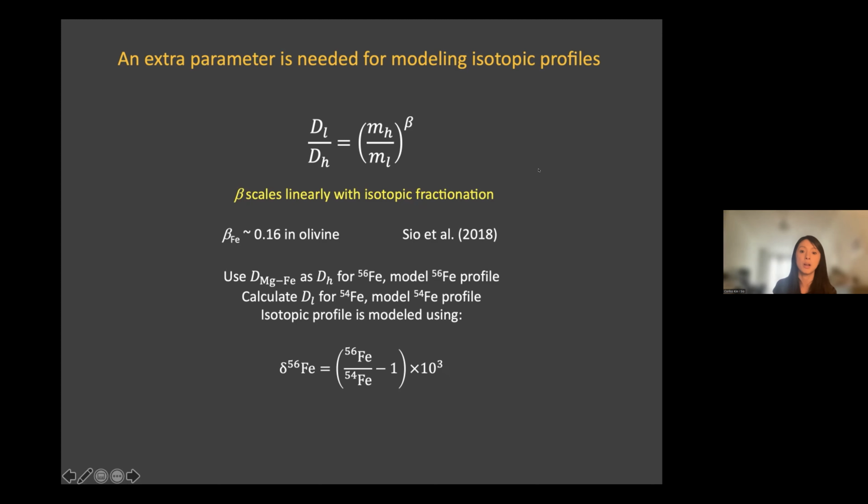And I go ahead and model a separate profile that describes iron-54. So now I have two profiles, one for 56, one for 54. And I just ratio the two, get their relative difference, and multiply by a factor of 1,000. So that gets me the isotope profile. Okay.